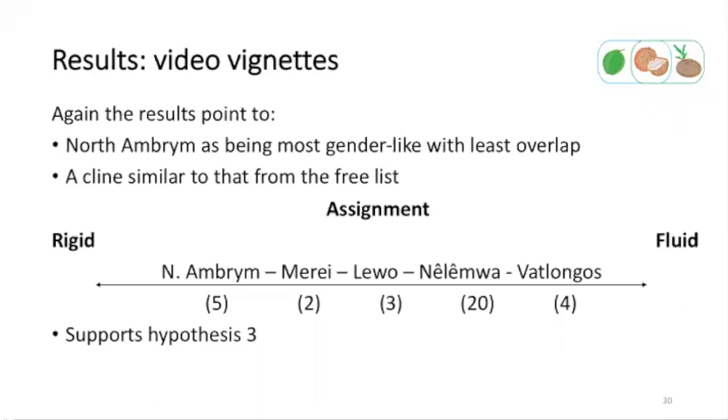So again, the results point to North Ambrym as being the most gender-like with the least overlap. And a decline similar to that for the free list can be posited, with North Ambrym being the most rigid, with Nêlêmwa and Vatlongos being the most fluid in terms of noun classifier assignment.